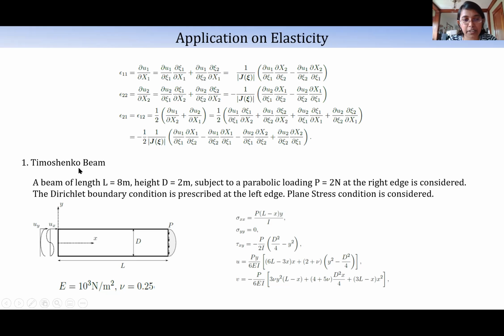Now, first they have solved the Timoshenko beam problem, where a beam of length 8 meters and height 2 meters is subjected to a parabolic loading on the right edge. The Dirichlet boundary conditions are specified on the left edge, and plane strain condition is considered here. So this problem has an analytical solution for the displacements U and V. So they have used this problem to check the accuracy of their method.